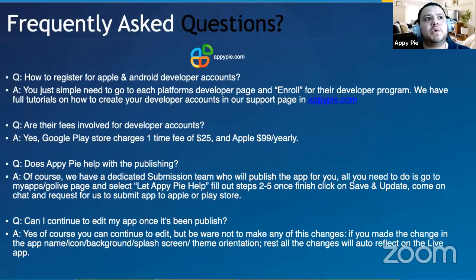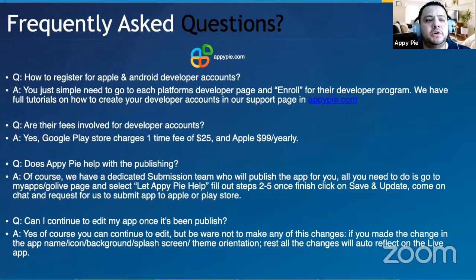Some of the frequently asked questions, guys, I'm just going to read a couple of these. How to register for an Apple and Android developer account? You simply need to go to the developer page of Apple or the developer page of Android. You sign up, register, go through the registration process, and then pay the fee. Google is going to charge you a one-time fee of $25. Apple is going to charge you $99 yearly for the Apple developer account. Now, remember, you are responsible for these accounts. Once you have those accounts, our team can go ahead and submit the app on your behalf.